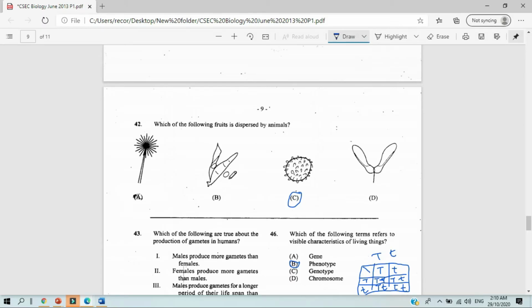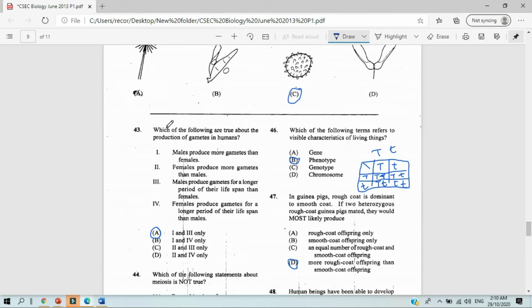Here we have explosion. This could be wind, and this of course would be wind, but this is definitely animal, and this is our legume explosion. Alright, so our answer here is going to be C for 42. Let's move on.